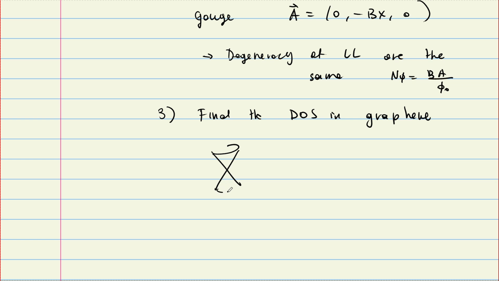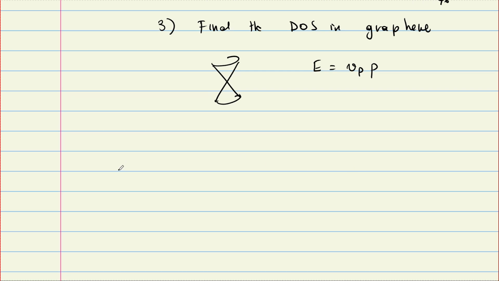Energy is some V Fermi times P, right? It is like a linear dispersion. And you are going to do exactly the same thing we did for quadratic dispersion. So here is energy. Here is, if you want, the density of states at that energy. And since the spectrum is linear, P and E are proportional. You can also see it's going to be something like that.